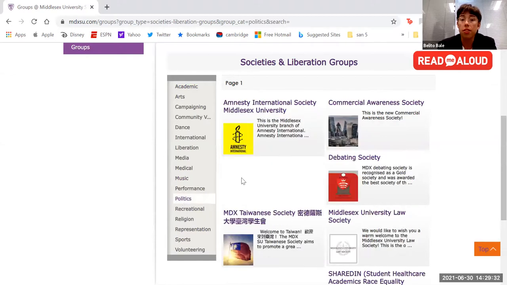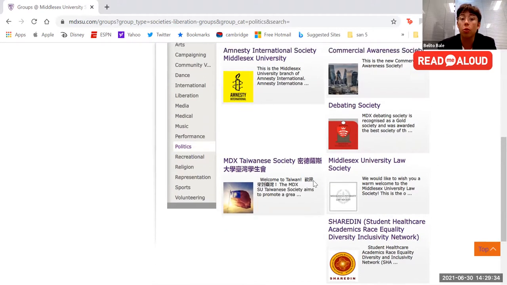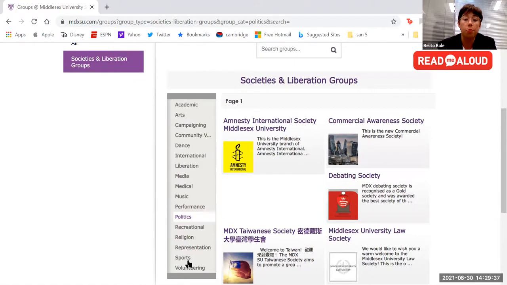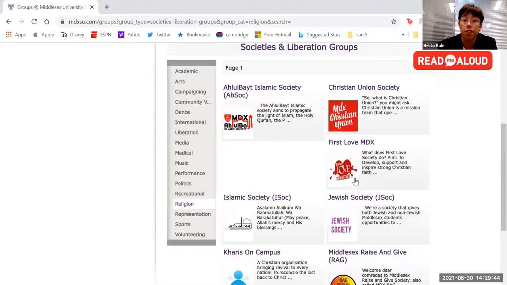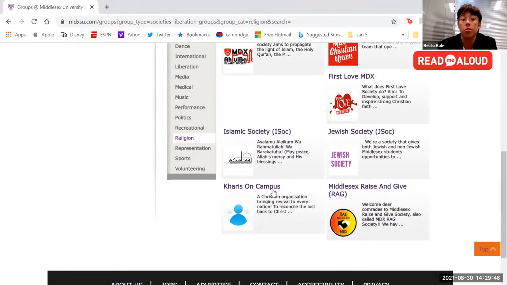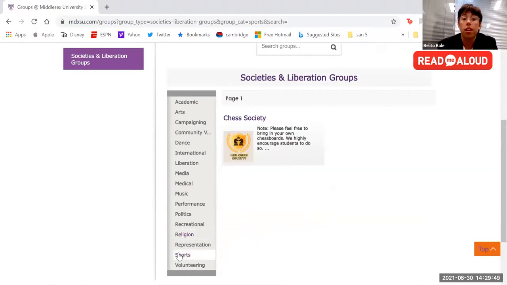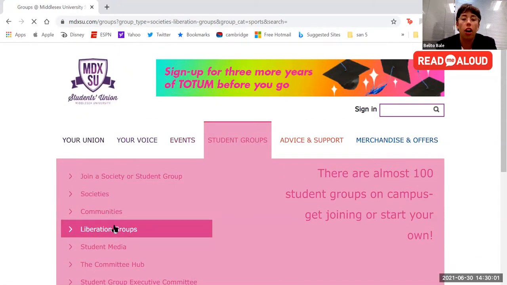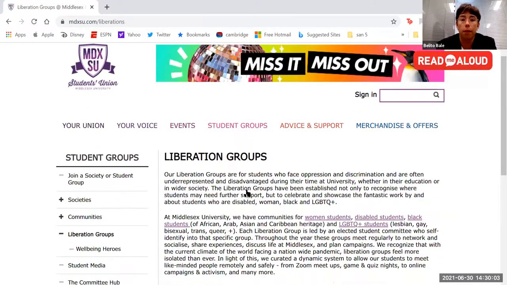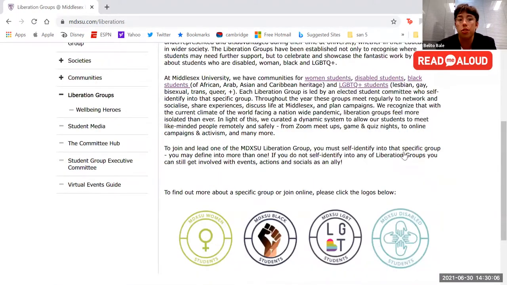There's our political ones as well. So debating, law, Amnesty as well, which is linked to Amnesty International. And here are our religious ones. So Christian Union, First Love, Charis on Campus, lots of different religious ones. We don't have many sport ones. Sports societies are not run by the SU, they're run by the university, but we do have chess society and game society as well. And our liberation groups are also here. So the ones I was talking about, women's, black, LGBT and disabled students.